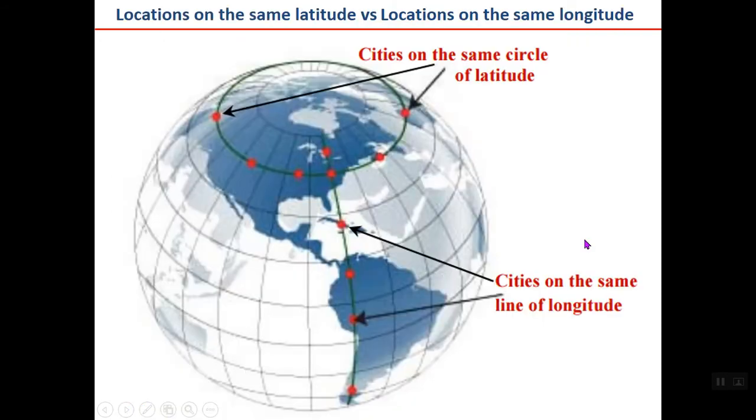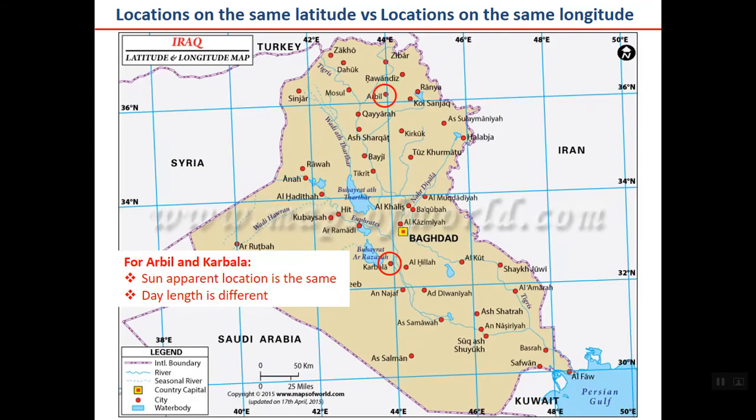So the next thing which is important for us as solar engineers is that there are locations on the Earth with the same latitude and locations with the same longitude. Let me give you an example. Here you can see that Erbil and Karbala are approximately on the same longitude of 44, but their latitudes are different. This one is 36 and this is somewhat more than 32.